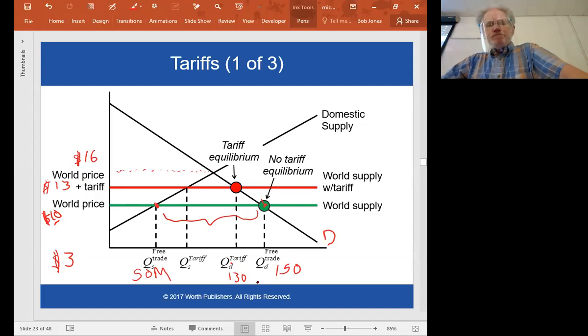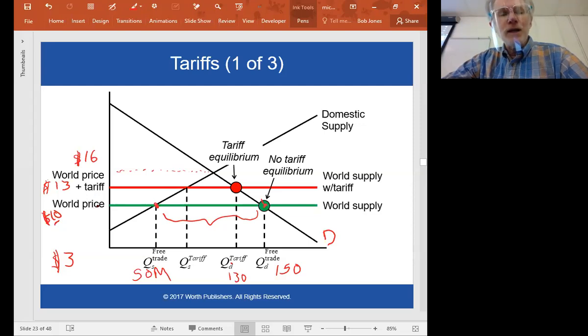What else can we say? Is this going to affect American producers at all? Yes, it will. What's the effect going to be? How do American producers respond? When you want to see what producers are going to do, what curve do you look at? The supply curve. And the price was $10. So U.S. producers wanted to provide 50 million.